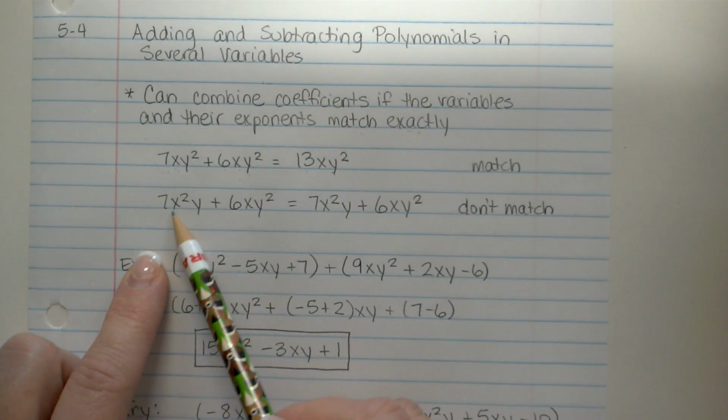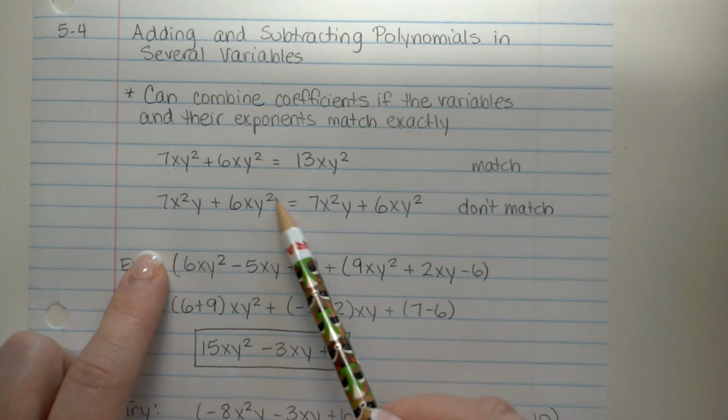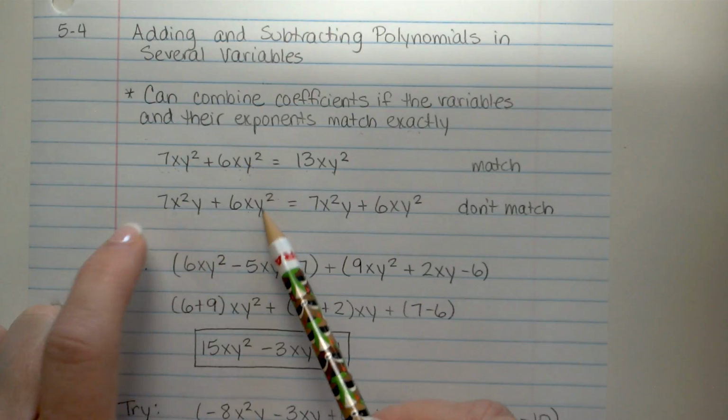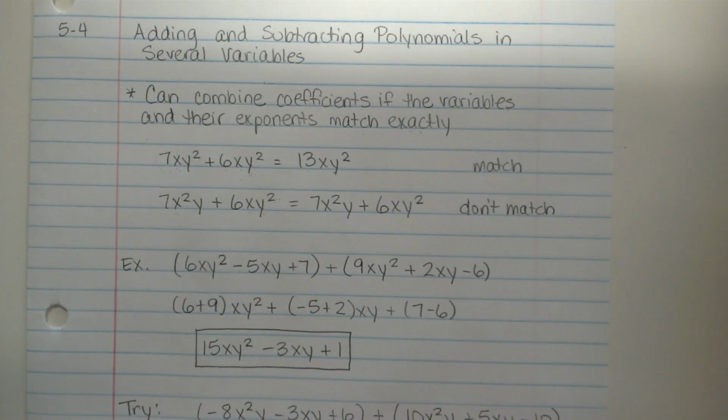But here, if you look at this, I have an x squared and a y. This is an x and a y squared. The x's don't match and the y's don't match. So neither one match. So you can't combine them at all. They have to stay the way they are.